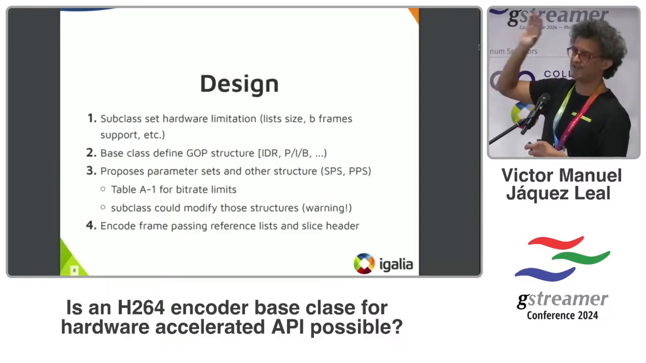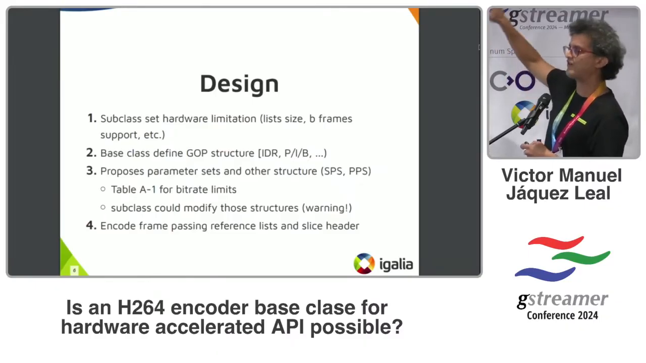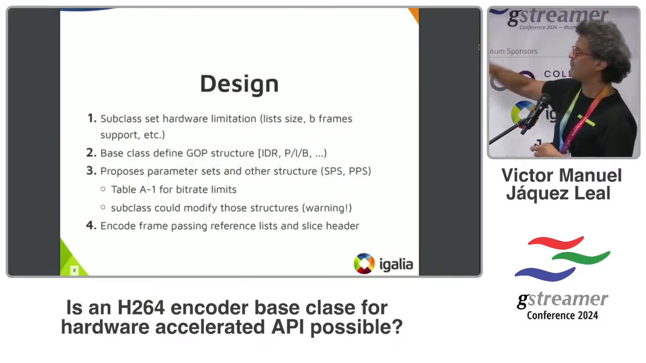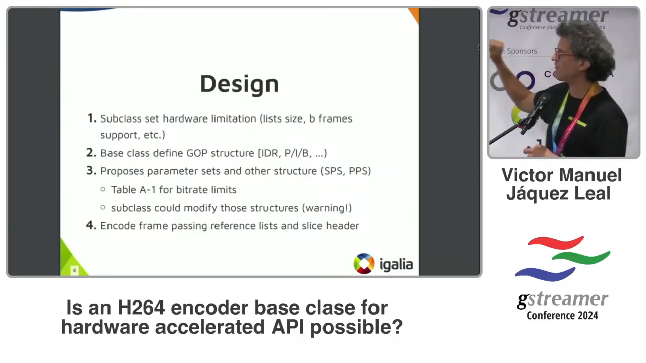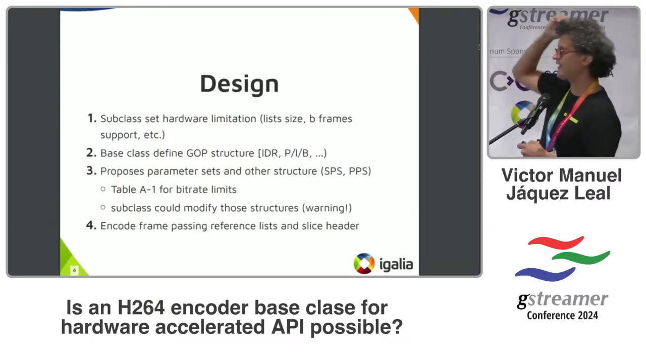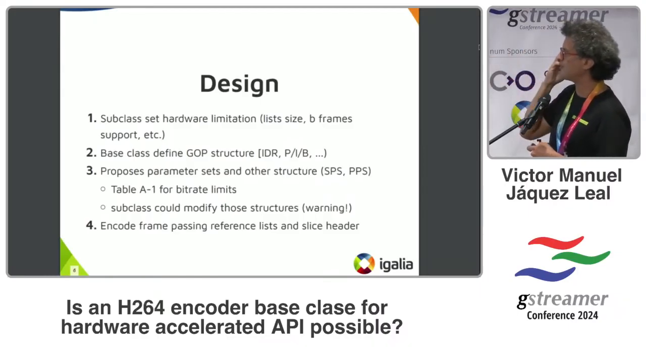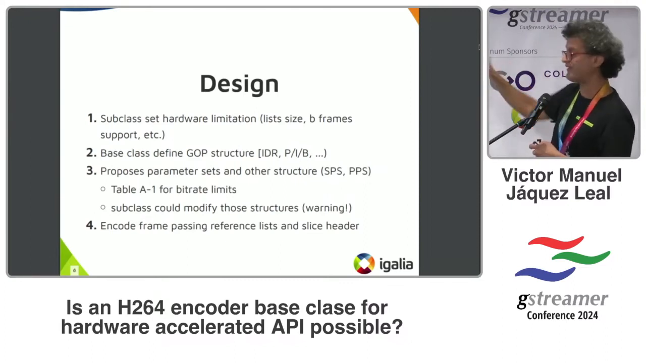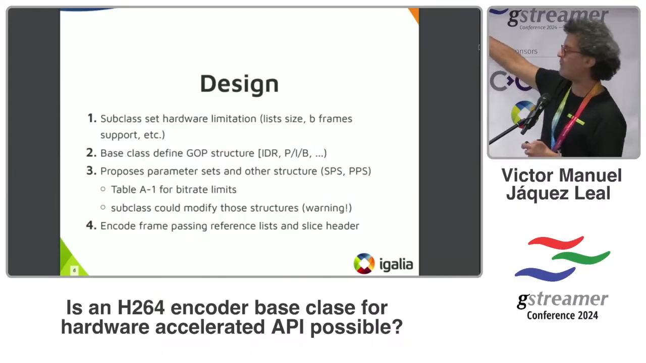Then the base class, this is the most important function, will generate a GOP structure that is a map where the IDR is the first frame. The second frame will be either a P, an I, or B, depending on how it's configured and how it's supported by the hardware implementation. And then it will propose a set of parameters, the SPS or the PPS in the case of H264, and also will provide the limits, the bitrate limits and the levels, from table A1 in the specification. And then the subclass will modify these structures depending on the hardware, but you have to be careful to avoid modifying the GOP structure again.